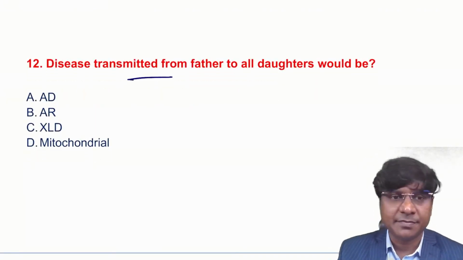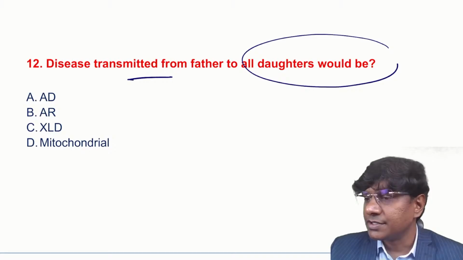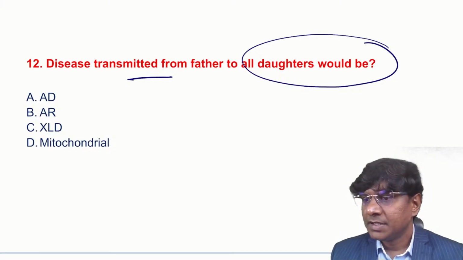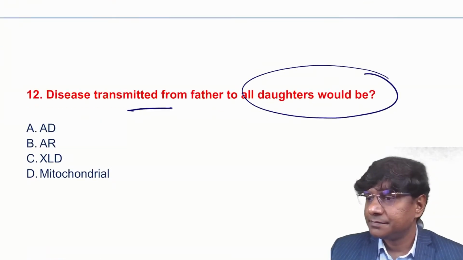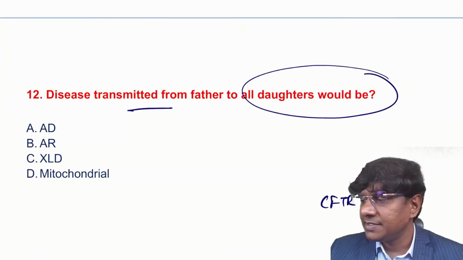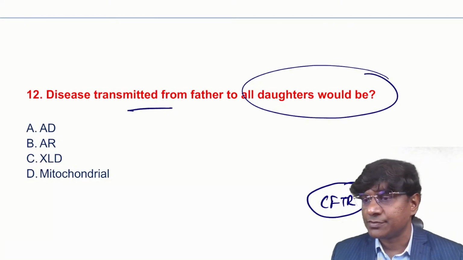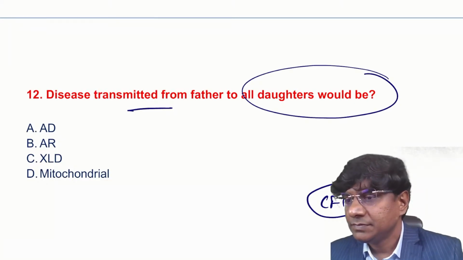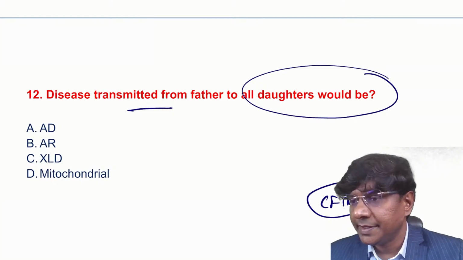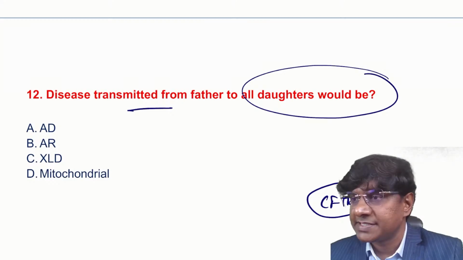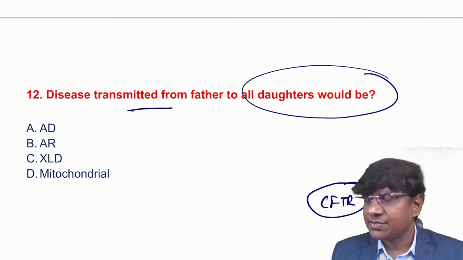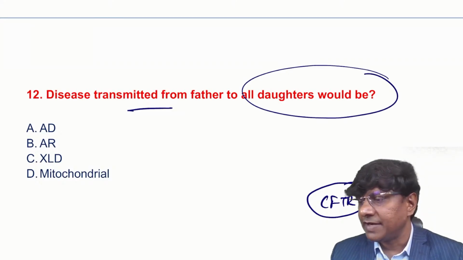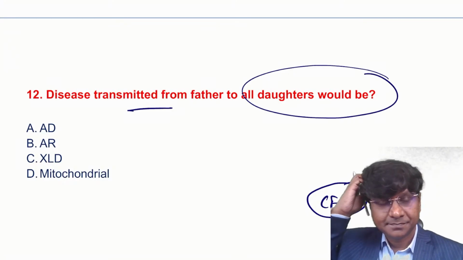Disease transmitted from father to all daughters would be... Hamna, in cystic fibrosis, it is your CFTR gene that is being mutated. Okay. Yes, SSG, I will highlight the important topics at the end of this session. Okay. Right. Answer this: disease transmitted from father to all the daughters would be. Anyone?